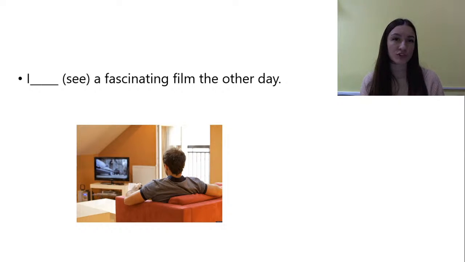Look at the structures now. Look at the sentence. How can we open the brackets to make the sentence correct? Look at this one. How should we change the verb see?